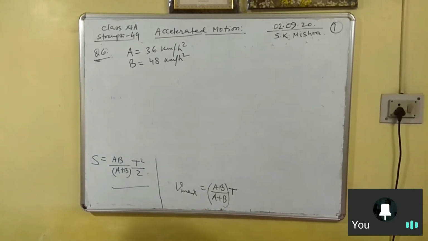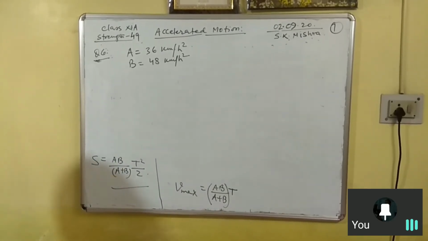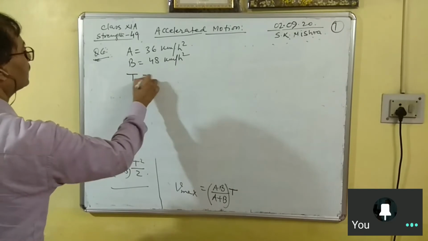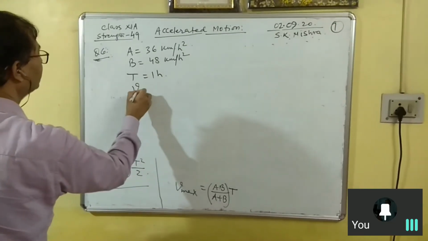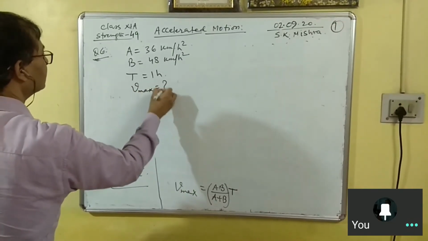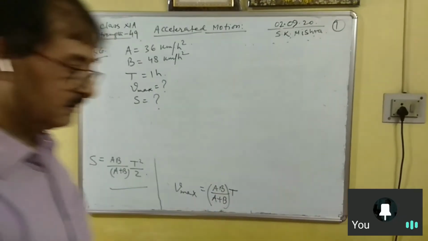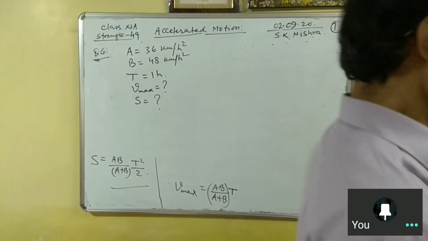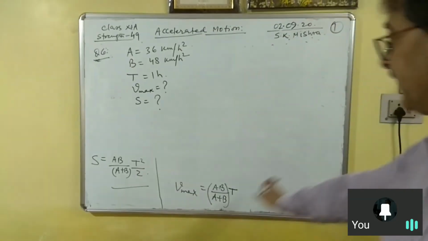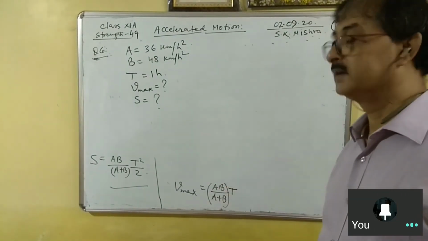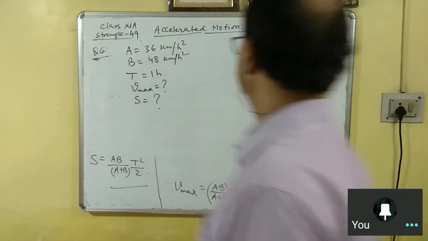The question is, if the total time elapsed is 1 hour, then you have to find Vmax. You have to find the total distance covered. Can you do it? You can do it by using this formula. Very easy.